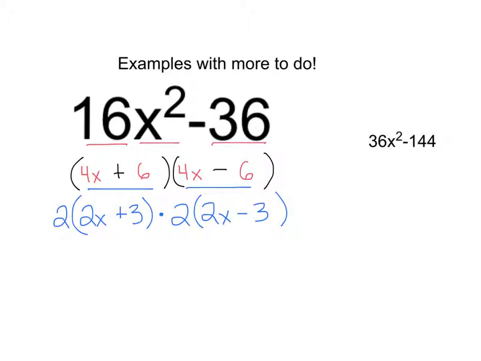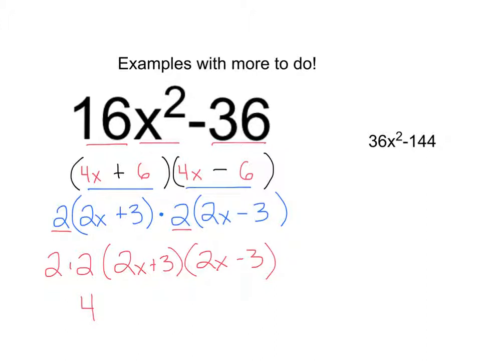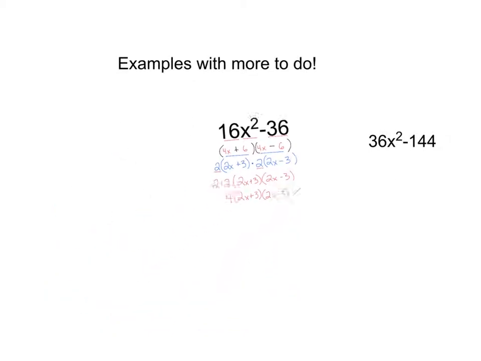There's one last step. Because these have the same value in front, we can go ahead and pull them out and multiply them. So we can really say it's 2 times 2 times 2x plus 3 times 2x minus 3. In this case, 2 times 2 is obviously 4, so what we get is 4 times 2x plus 3 times 2x minus 3. And that there is the final answer for 16x squared minus 36 using the difference of two squares. Let's do one last example.